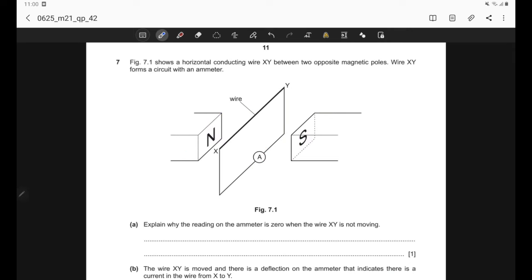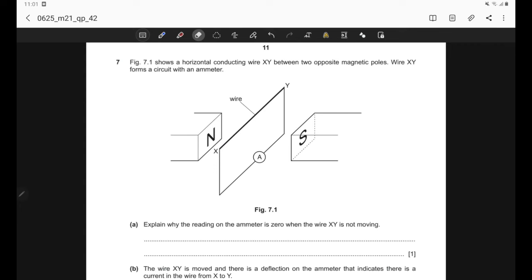So in the given arrangement, we have a magnetic field due to the presence of two opposite magnetic poles, north and south poles. Because of these permanent magnets, there will be a magnetic field in between the poles, and the field lines will be emerging from the north pole to the south pole. The direction of the magnetic field will always be towards the south pole. So there will be field lines between these two poles of the magnets.